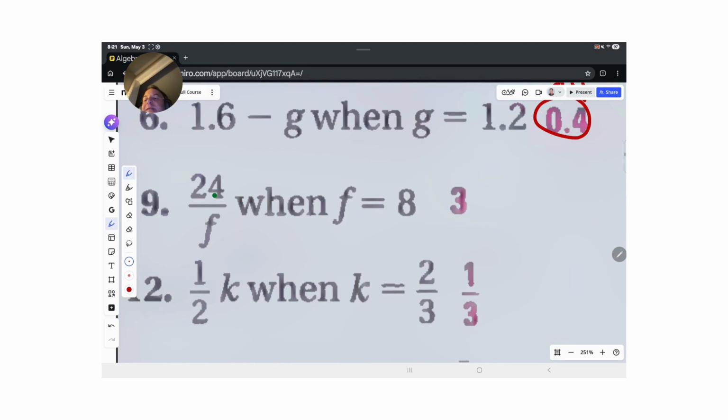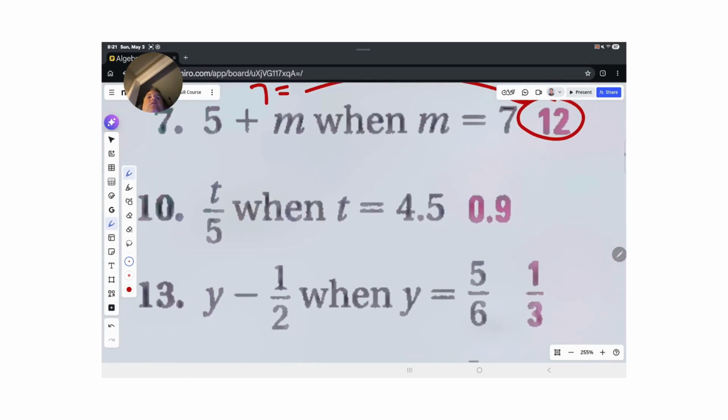Okay, number 9, 24 divided by f. 24 divided by f, or 24 over f, when f is equal to 8. So let's just substitute that in. That would be 24 divided by 8, which gets us to 3.